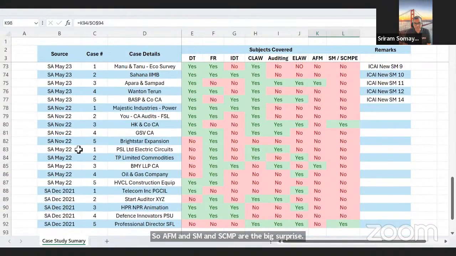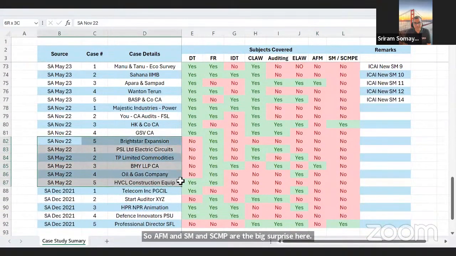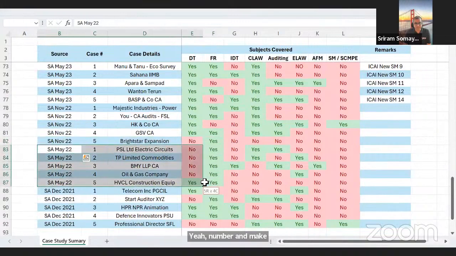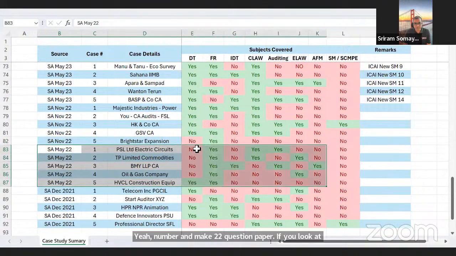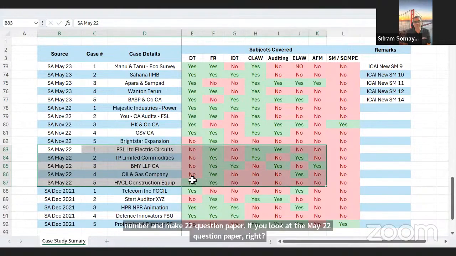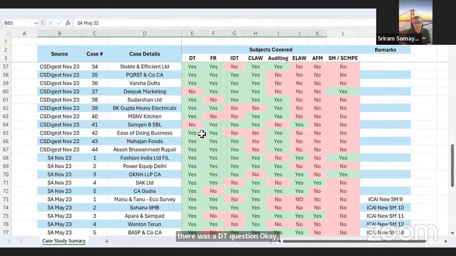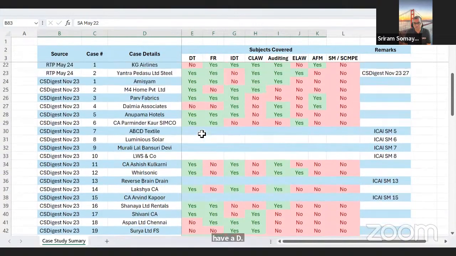However, I wish to tell you one thing, guys. If you look at what I'm highlighting on the screen now, this refers to November 22 question paper. November and May 22 question paper. If you look at the May 22 question paper, there are about 5 cases of which there's only 1 case in which there was a DT question. Okay, balance all cases did not have a DT question. So institute is very much capable of these bouncers and googlies.